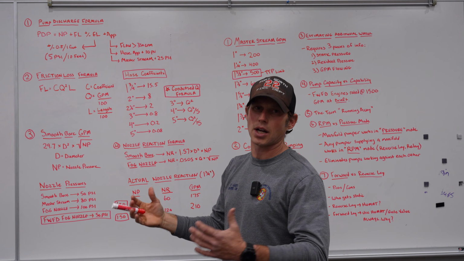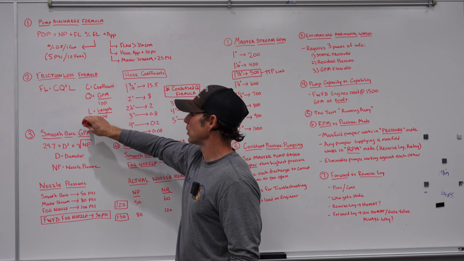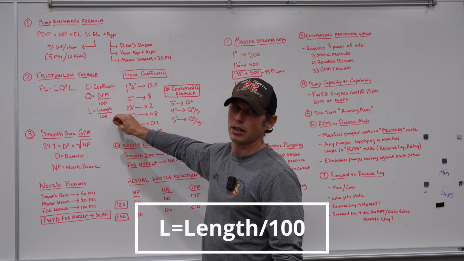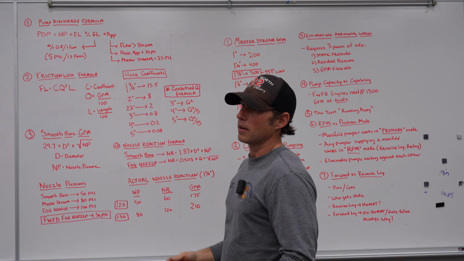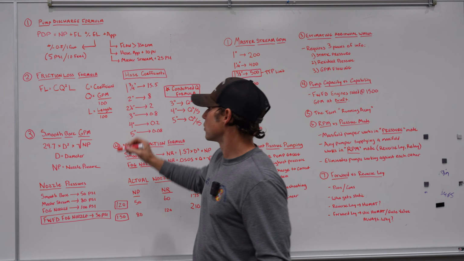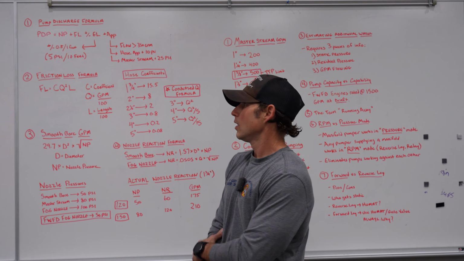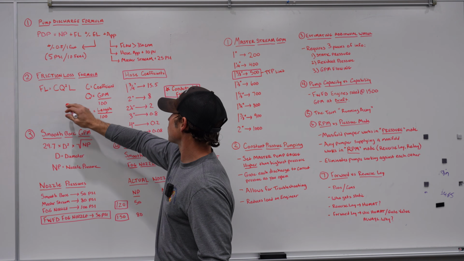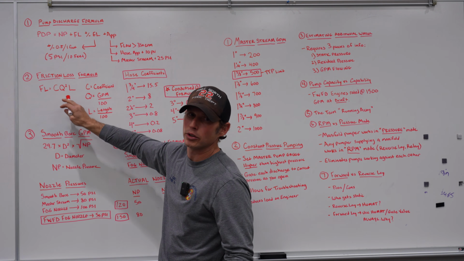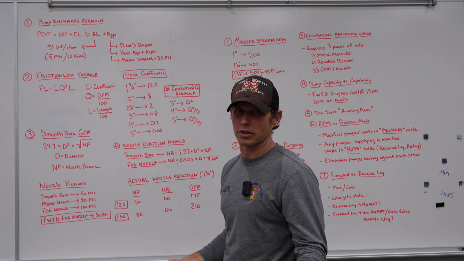So 1.75 times 1.75. And the last value in our equation is going to be the L. And that's going to be essentially just the length divided by 100. So our standard 1 3/4 cross lays are 150 feet. So you would put 150 divided by 100. It's going to be 1.5. So in that scenario, you would essentially just plug in the values here. Make sure you square your Q before anything else, and then go ahead and multiply those out, and that's going to give you your friction loss.